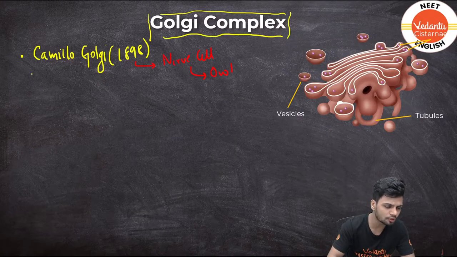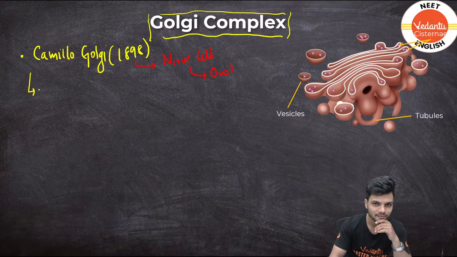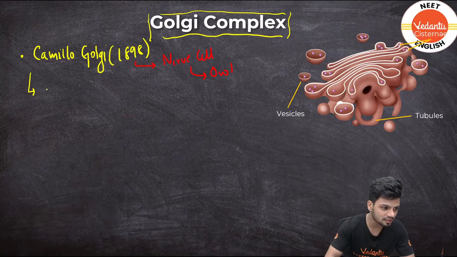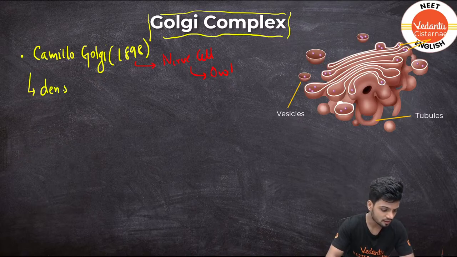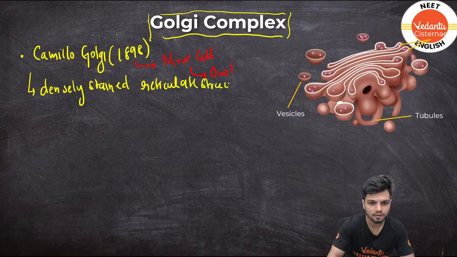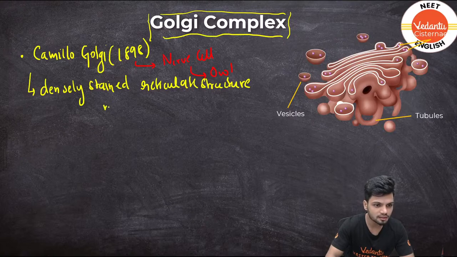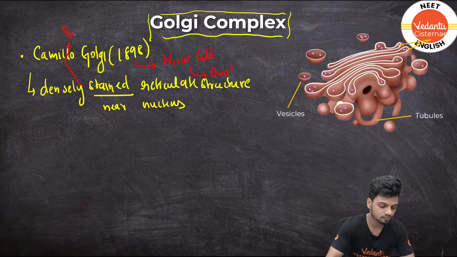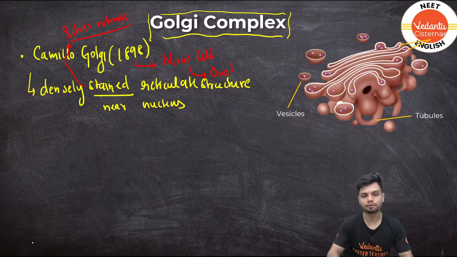Now, this Golgi complex, how did he observe? When he was staining the cell, he noticed that a particular portion was stained very densely. A densely stained reticulate structure was found near the nucleus. Now, what is this stain? This stain is a silver nitrate stain. Out of NCERT, I'm telling you right here. Silver nitrate stain. Densely stained, he found the Golgi complex.